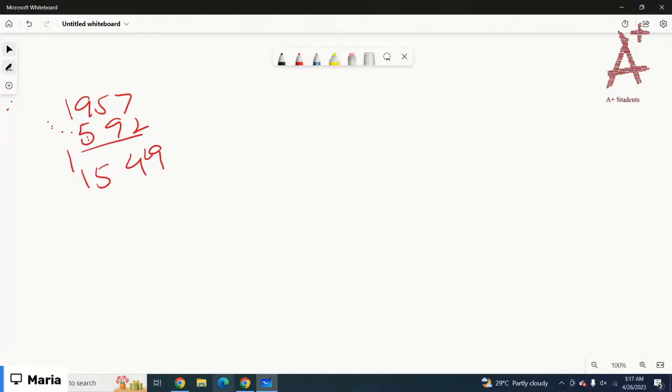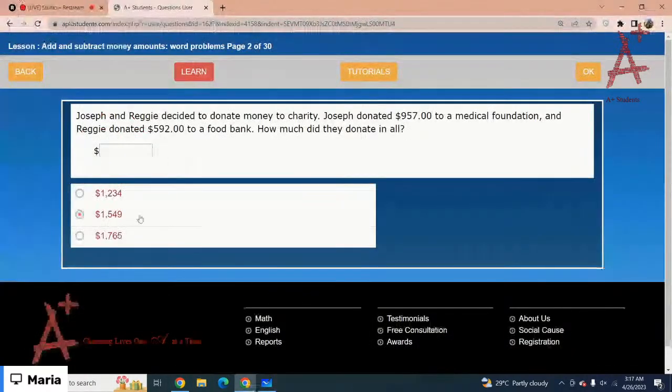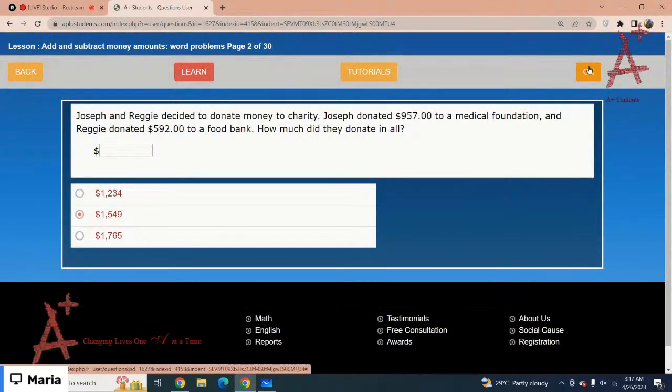So it would be 1549. That means the total amount they donated is 1549. Very good. Okay.